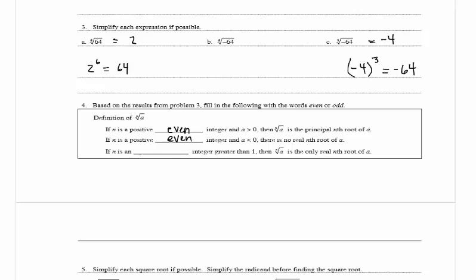If n is an odd integer greater than 1, then the nth root of a is the only real nth root of a. Let's take a look at some examples here.